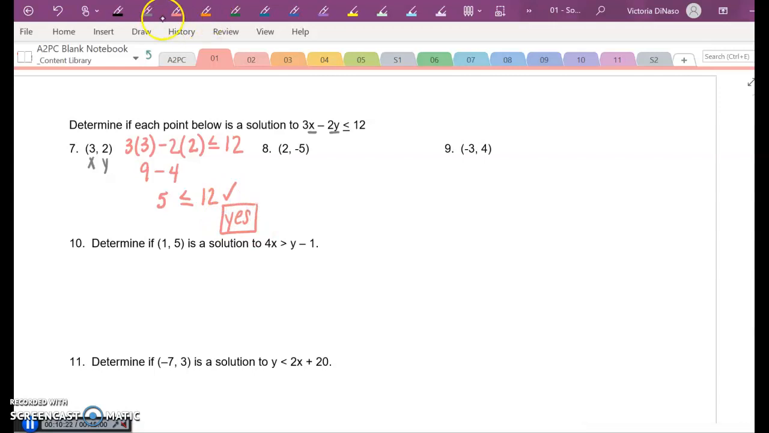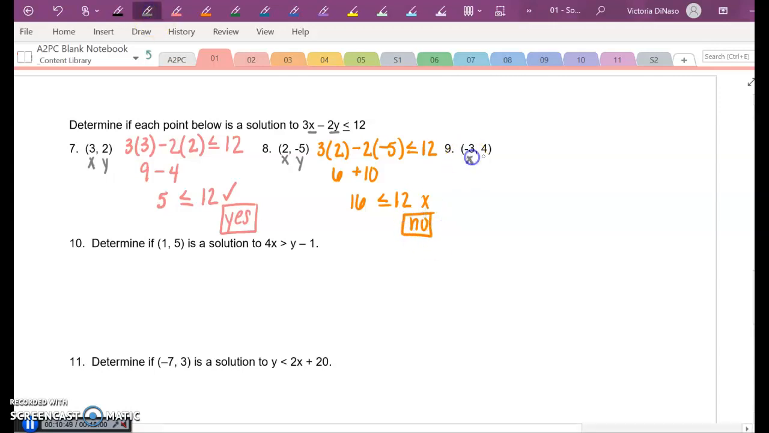For number 8, you're going to take the x and the y and input it into the correct x and y. So we have 3, we're going to input the 2, minus 2, we're going to input the negative 5, and then check to see if it's less than or equal to 12. So we have 6 plus 10, so we have 16 is less than or equal to 12, and this is a no. So this is not a solution.